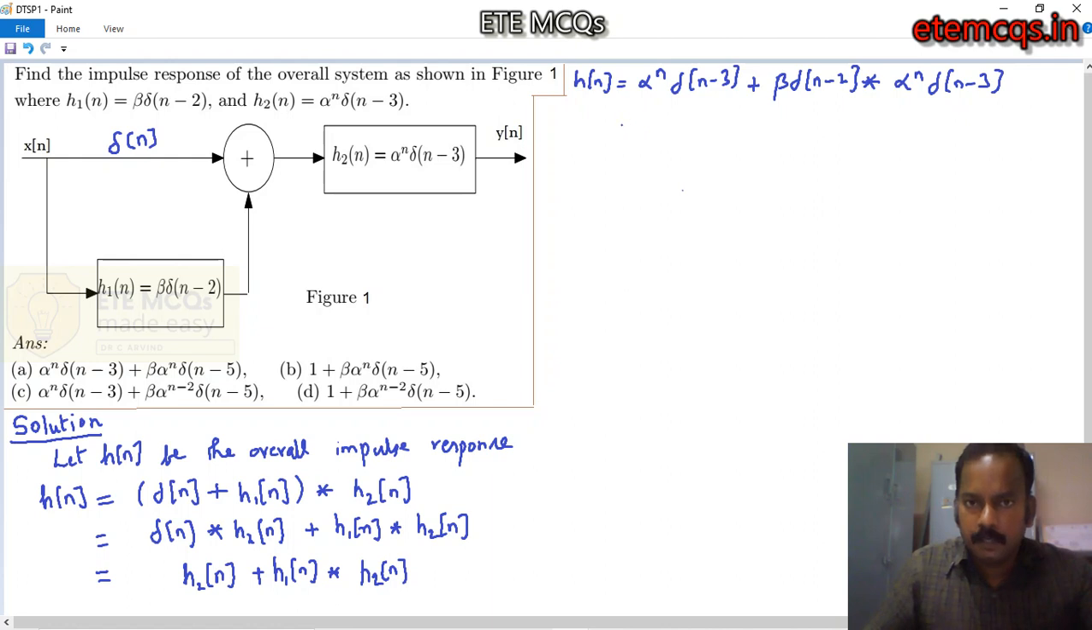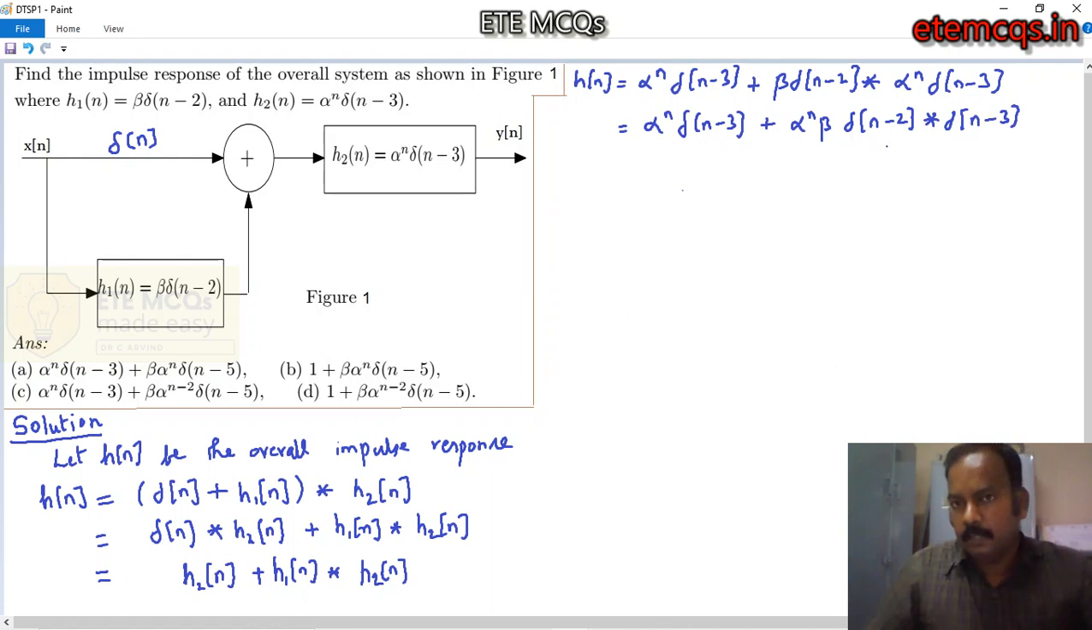Now further, the above expression can be rewritten as alpha power n into del of n minus 3 plus, let me multiply the constants together, alpha power n into beta, and then you have a convolution between del of n minus 2 convolved with del of n minus 3.